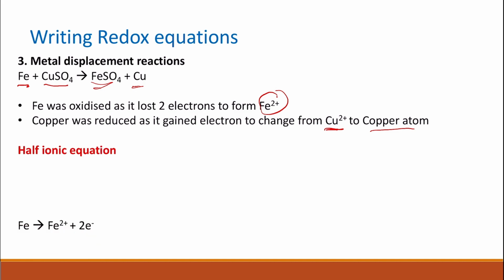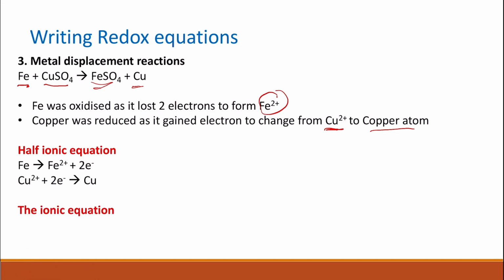The half ionic equation, this is for the iron, and this is for the copper with the gaining of the electrons. The ionic equation comes from the addition of these two: iron plus copper 2 plus, to give you iron 2 plus plus copper. The sulfate ion is the spectator ion and it's not written in the ionic equation.